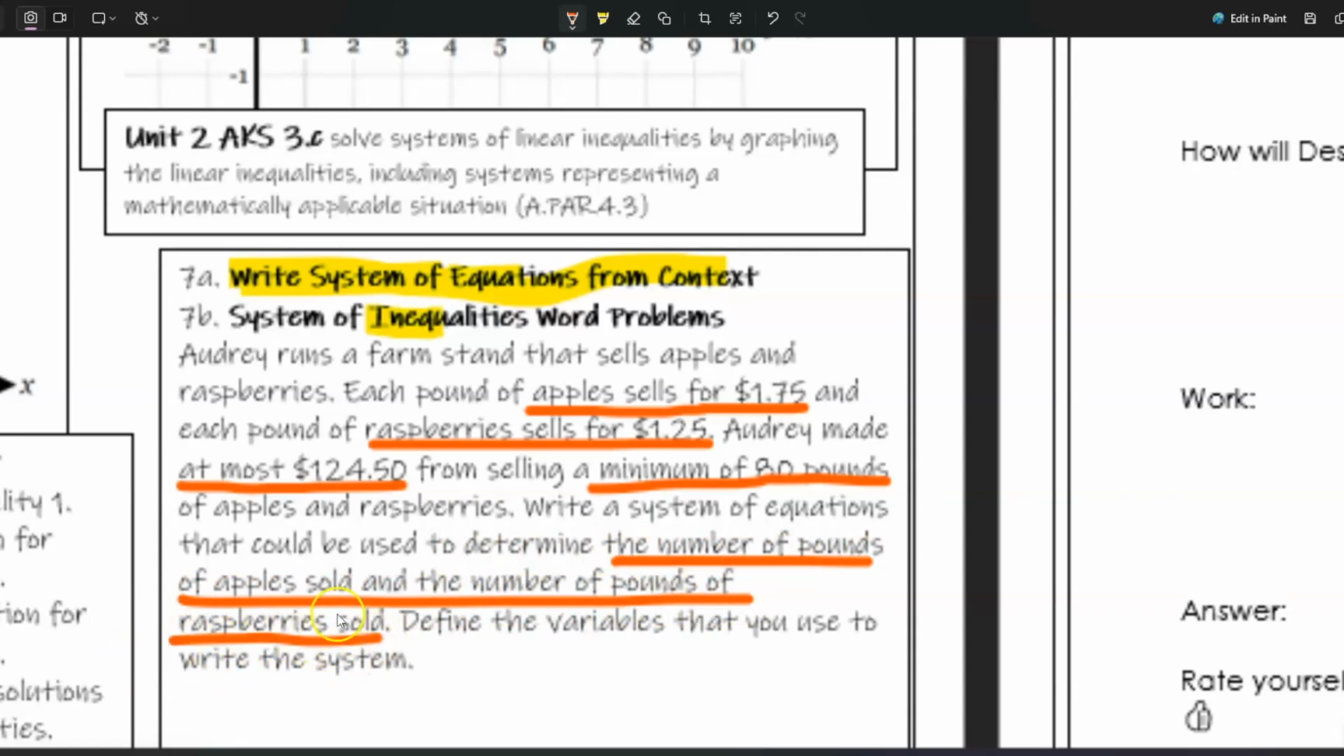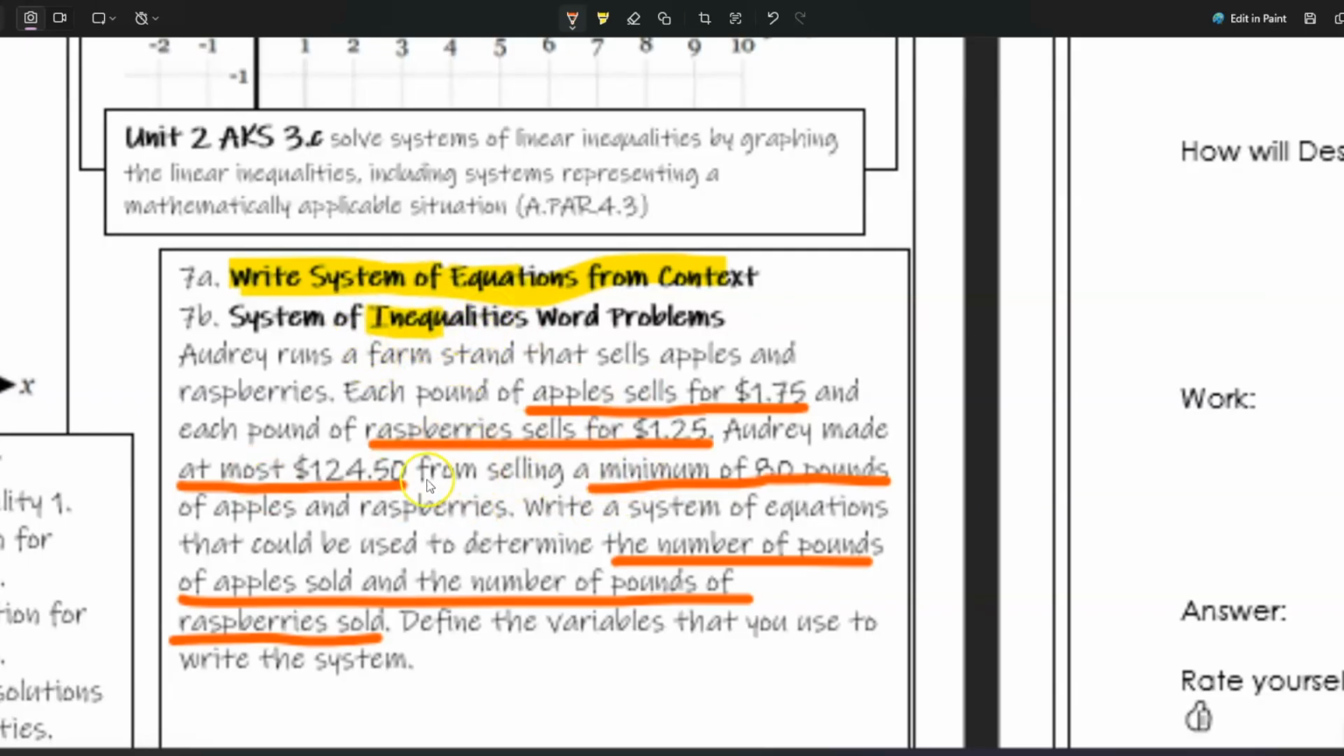So that's what you are doing when you determine your variable. All right, so again, we are going to use this to also write a system of linear inequalities. The only difference between the equal sign and the non-equal sign is the keyword here, like "at most" or "a minimum". That's what takes it away from an equation to an inequality. So we are going to practice both.